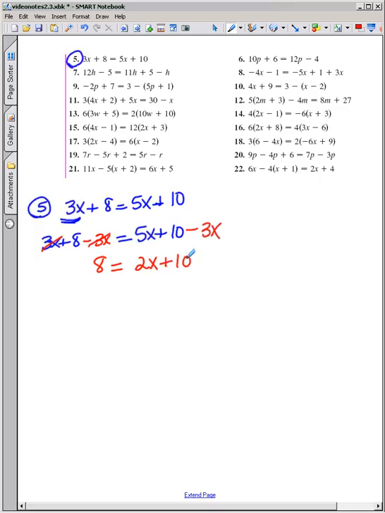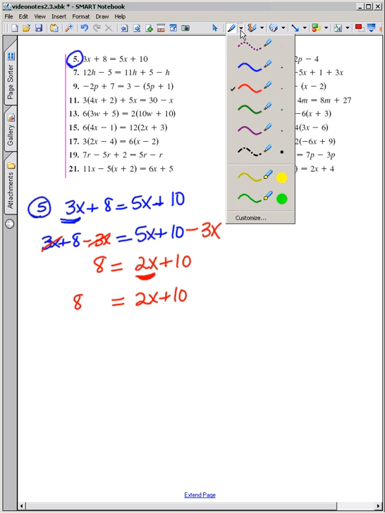Okay? So now we need to get the variable term by itself. So we need to remove this plus 10. We'll remove a plus 10. Yep, you said it, subtracting 10.